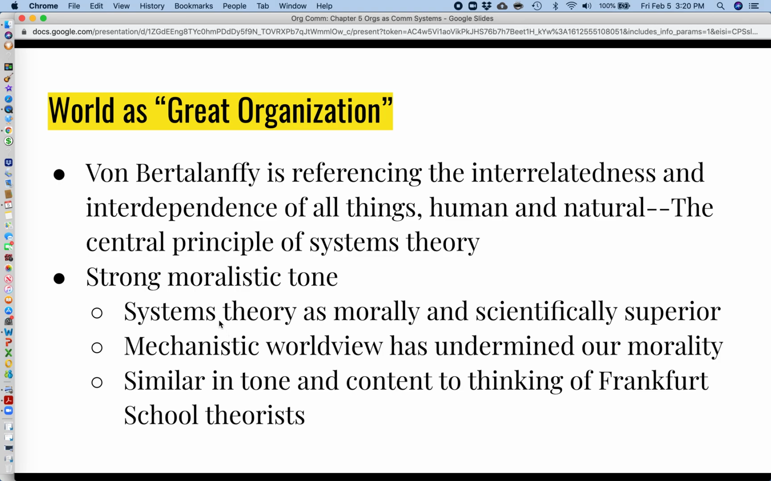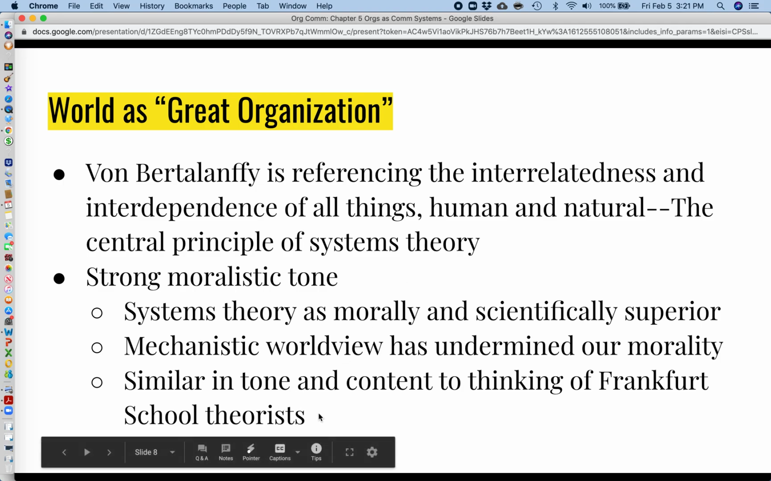And of course, with this kind of thinking, there's a strong moralistic kind of tone, right? Practitioners of systems theory view themselves as morally and scientifically superior to the other folks, right? Indeed, they think that the mechanistic worldview, looking at people in the world and trying to understand them as if they were things or machines, and trying to understand the world this way undermines our morality. That you wouldn't have an event like the Holocaust if we thought about the world in terms of systems and interdependence. It's only enabled when you think about people as things and people in terms of isolation and not being interrelated and interdependent, right?